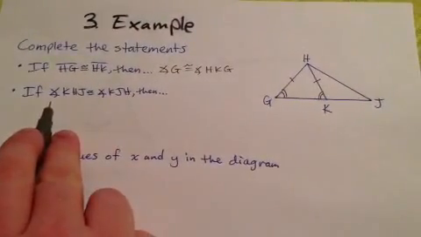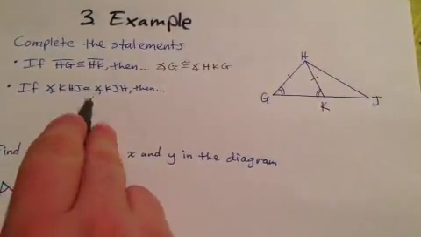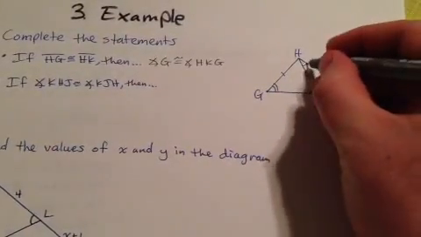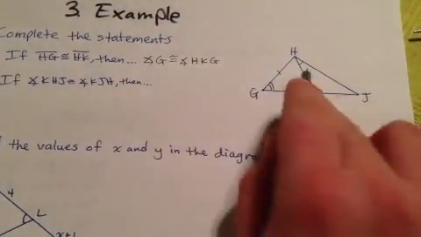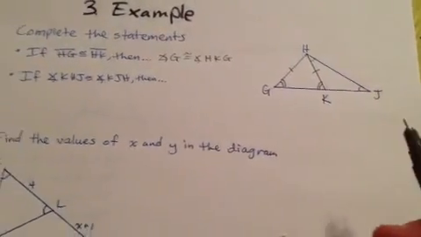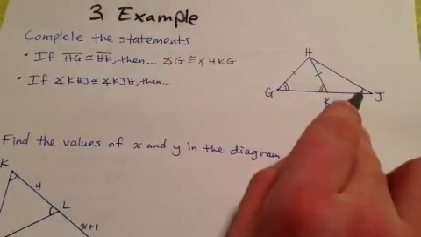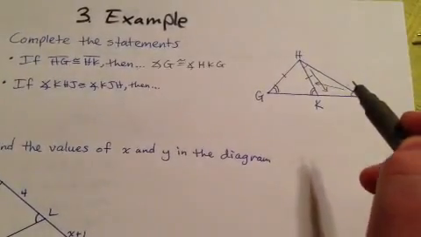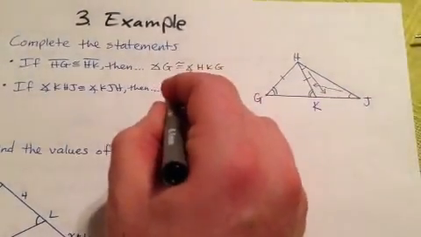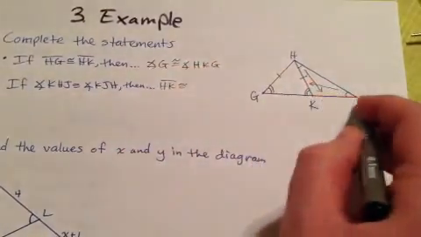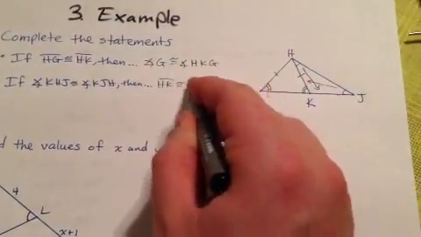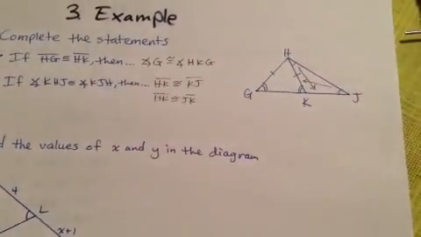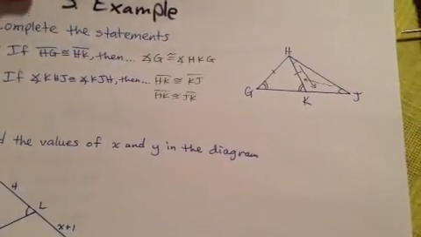The second statement says if angle KHJ is congruent to angle KJH, so this angle is congruent to this angle, then, well, I know since the base angles are congruent, then my opposite sides will also be congruent. So that means HK will be congruent to KJ. Or if you want, you could do HK congruent to JK. So that's our first problem.